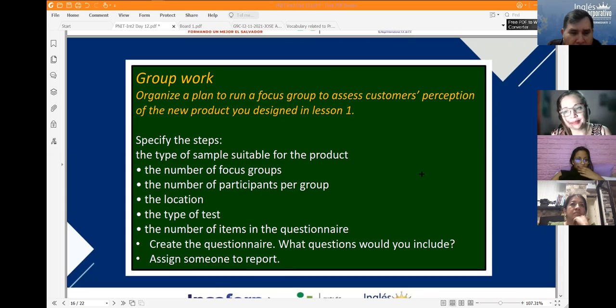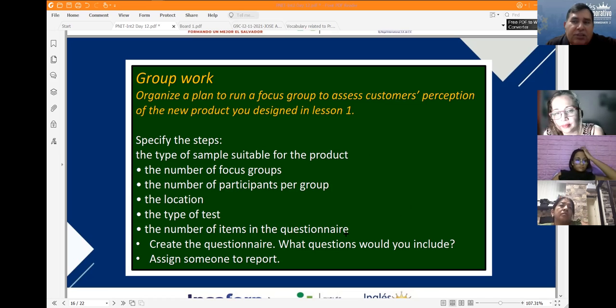Okay, ladies and gentlemen, now the groups are closed. We were 19, now we are only 18. So I think that someone's gone out, but no problem. For this group work, we're going to have another 20 minutes. I think that I can give you 25 minutes to allow some time for the report.